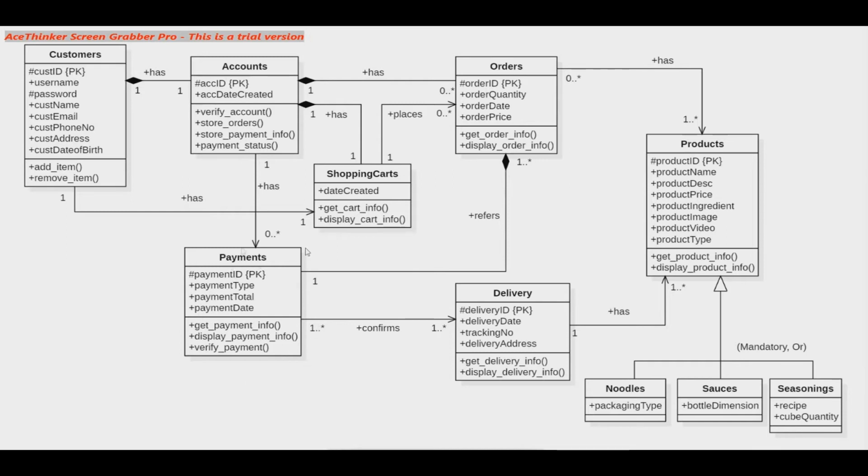After the customer pays for their order, it will confirm the delivery. Under the delivery, the attributes are delivery ID, which is the primary key, delivery date, tracking number, and delivery address, while the methods are get delivery info and display delivery info.